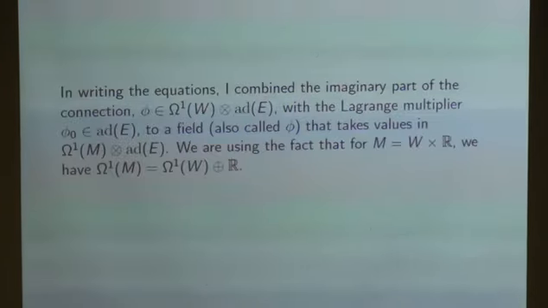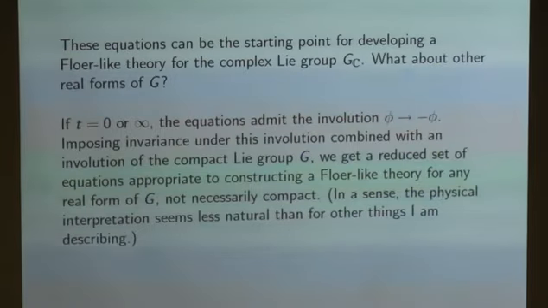That makes sense if T is 0 or infinity, and if you do that, you get a reduced set of equations that you could use to construct a Floer-like theory for any real form of G, not necessarily compact. I didn't discuss it in the paper because, at least at the time, it seemed a little less natural.